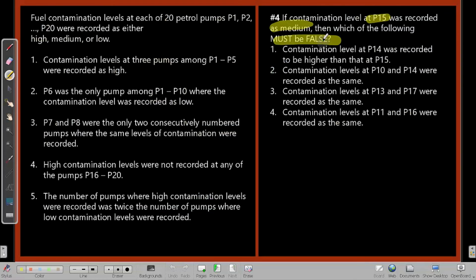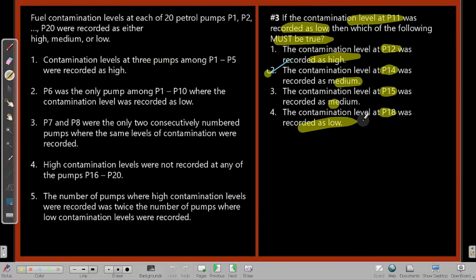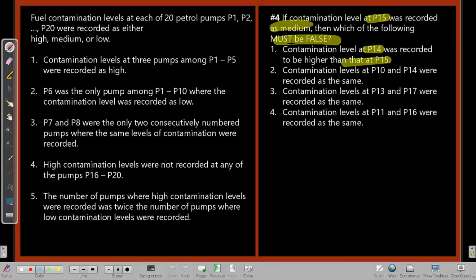And the question is which of the following must be false? P14 was recorded higher than P15. Is 14 recorded higher than 15? 14 is high, 15 is medium. Yes, 14 is in fact recorded higher than 15. And that is true information, but we have to check which of the following is false. Therefore, we have to eliminate number 1 because that is true information.